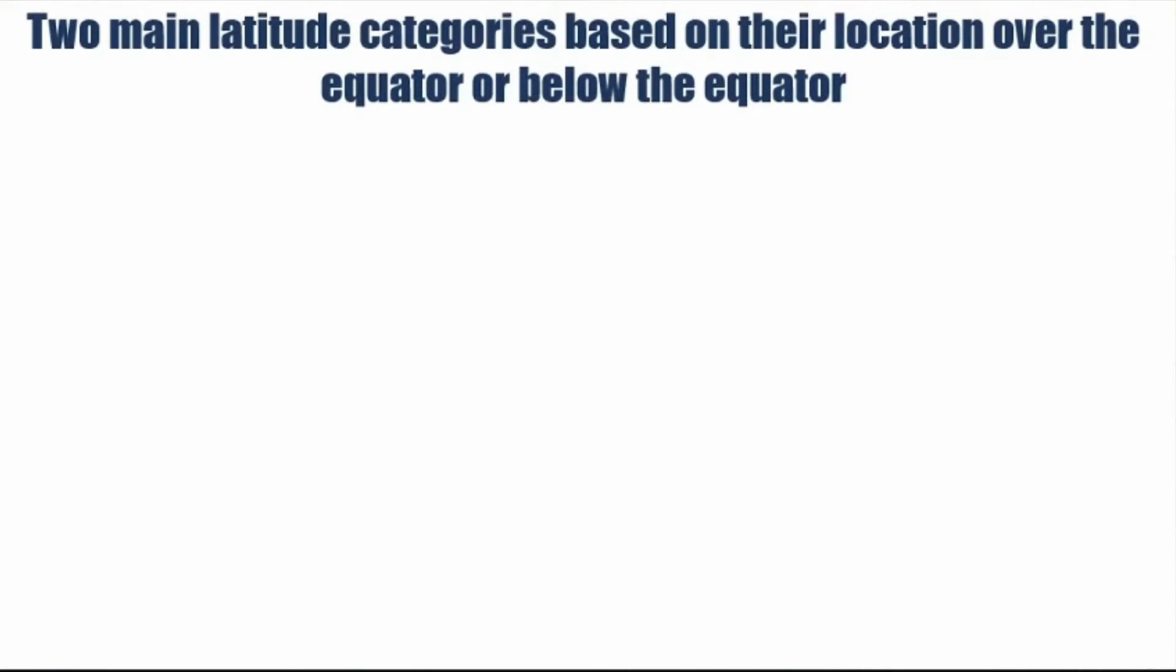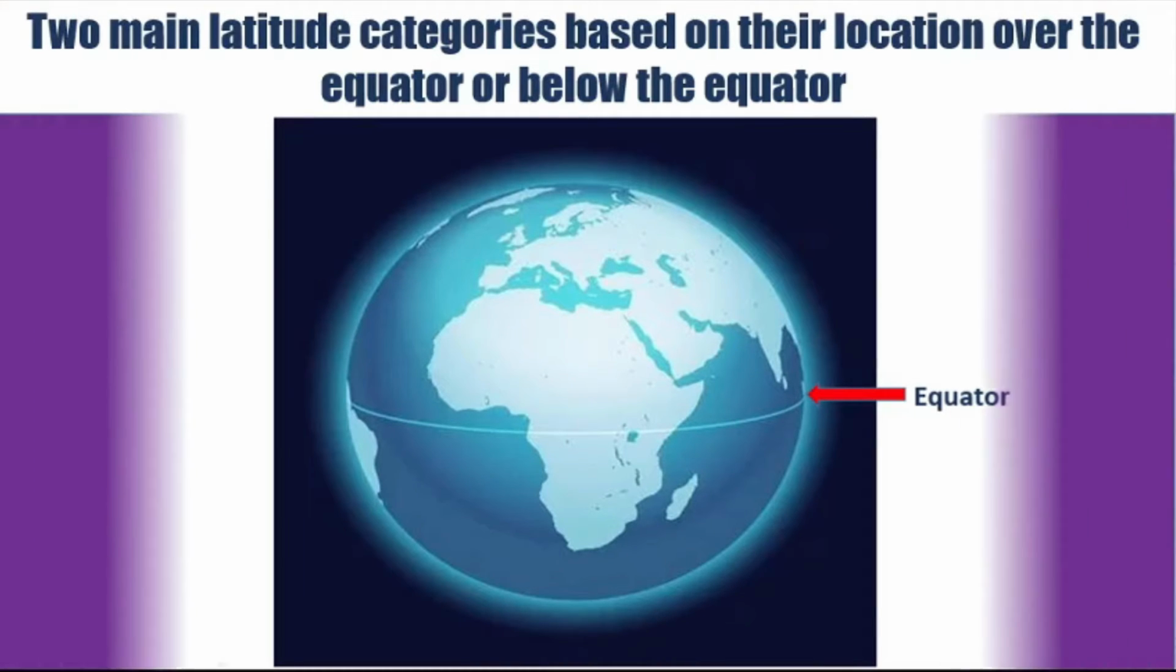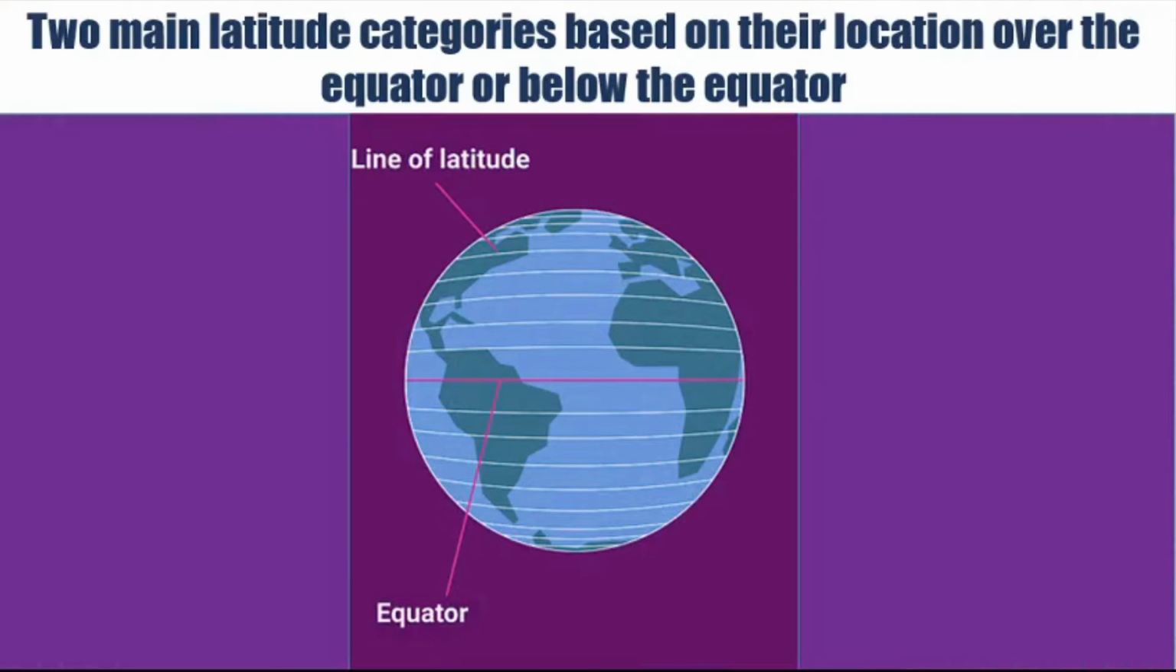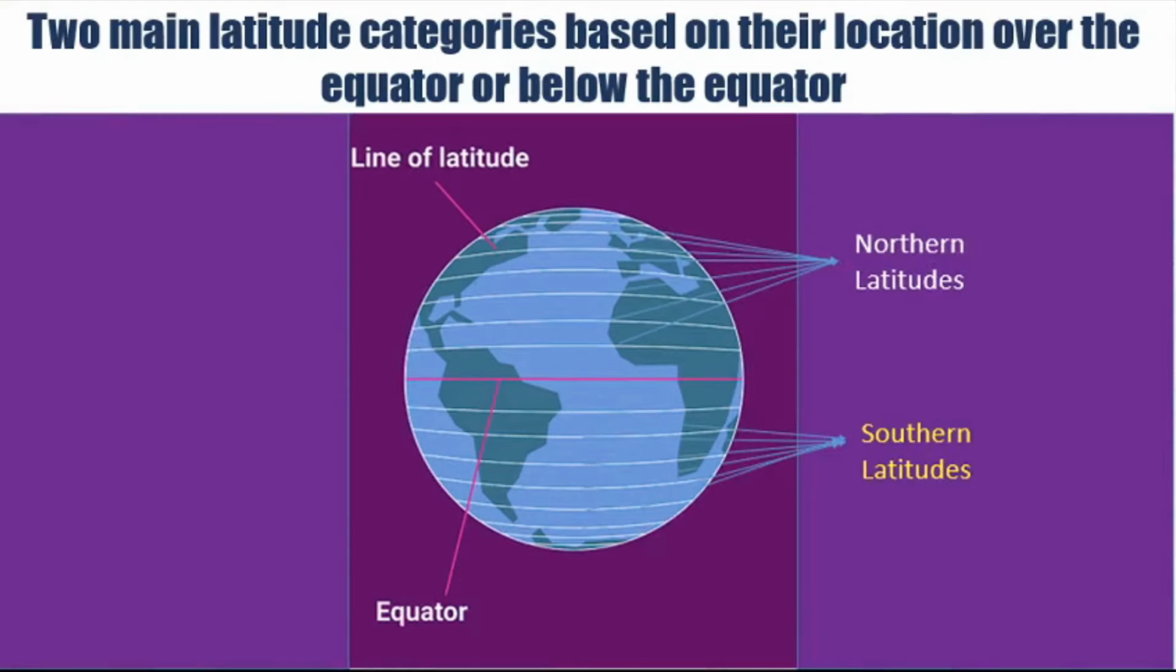All the latitudes drawn around the geographical globe can be divided into two categories based on their location, whether they are above the equator or below the equator. When you see this geographical globe, you can see the equator. When you examine this globe, you can see a number of lines of latitudes. All the latitudes above the equator and around the northern hemisphere are called northern latitudes, and all the latitudes below the equator and around the southern hemisphere are called southern latitudes. That's all for latitudes. Now let's look at longitudes more in detail.